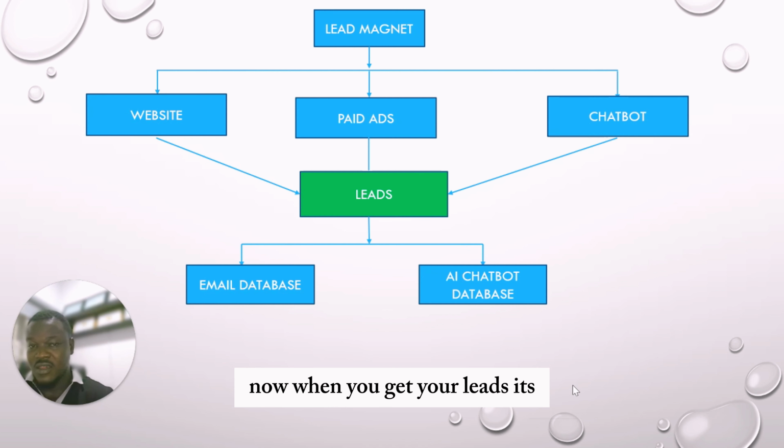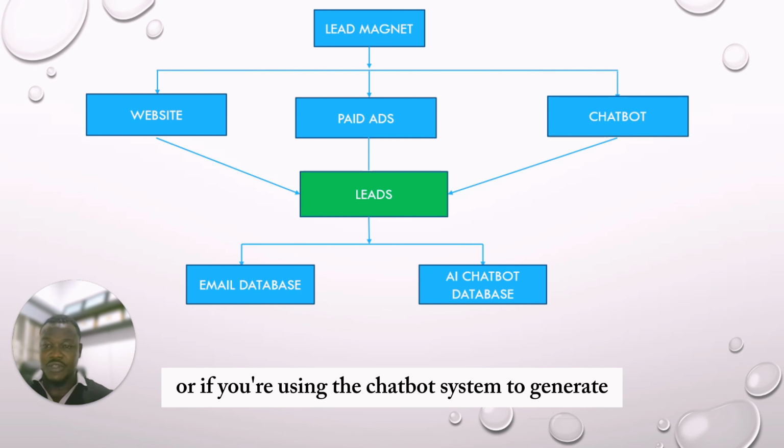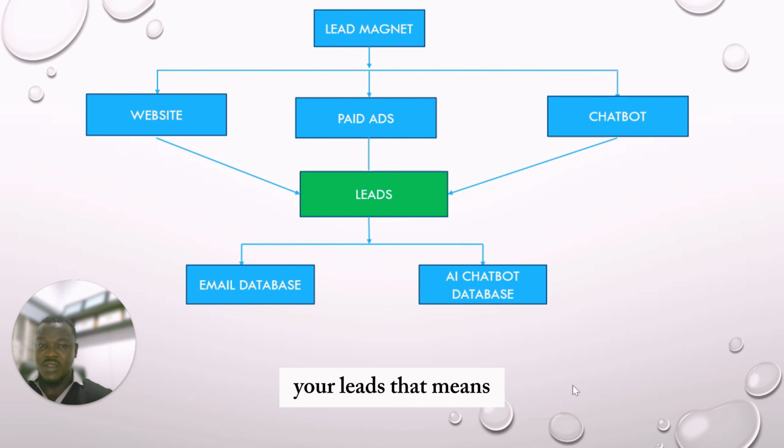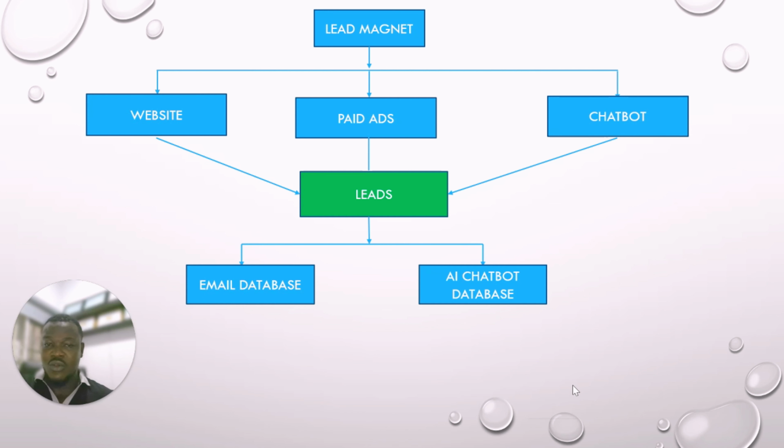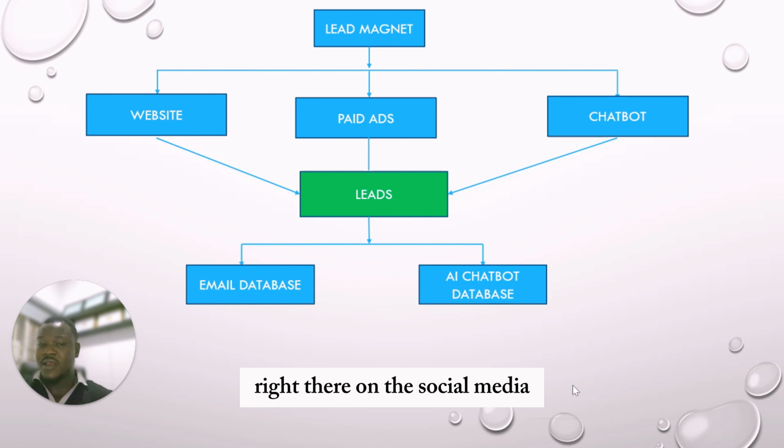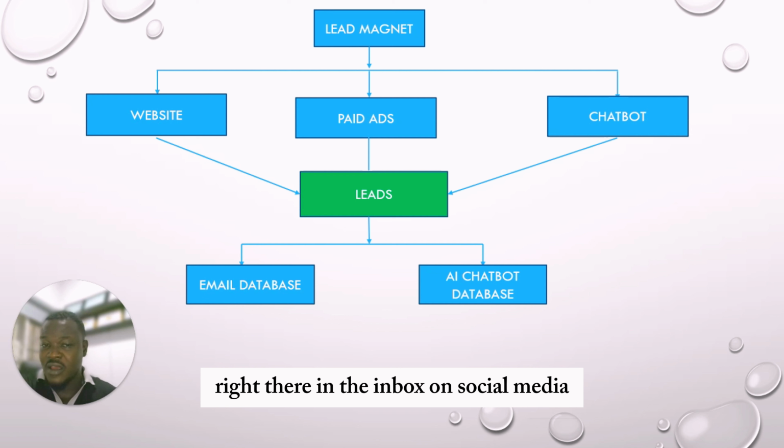Now, when you get your leads, either you send them to your email database, or if you're using the chatbot system to generate your leads, that means you're sending them to a chatbot database. Whenever anybody who interacts with your ad, or potential prospects, interact with your ad, they are being sent to the chatbot database. With this chatbot database, you can reach them right there on their social media, right there in their inbox.